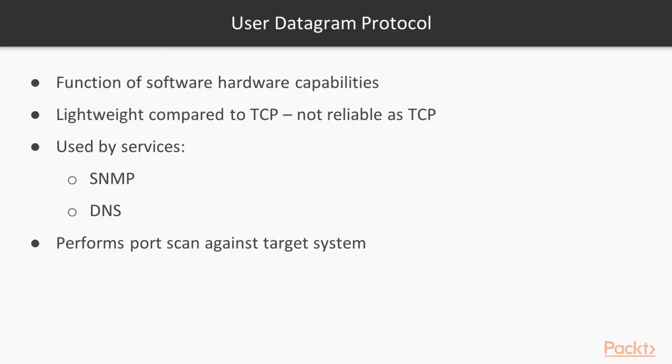Let's move on to User Datagram Protocol. It is lightweight compared to TCP, however, not as reliable as TCP. UDP is used by services such as SMTP and DNS. This module performs a simple port scan against the target system and tells us which UDP ports are open.